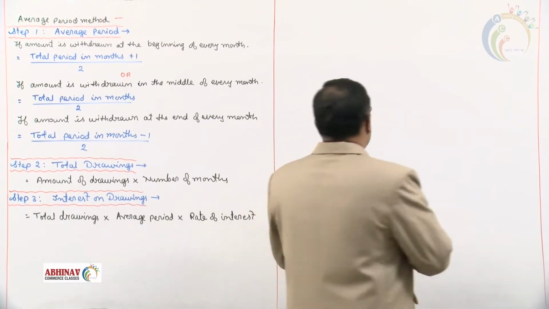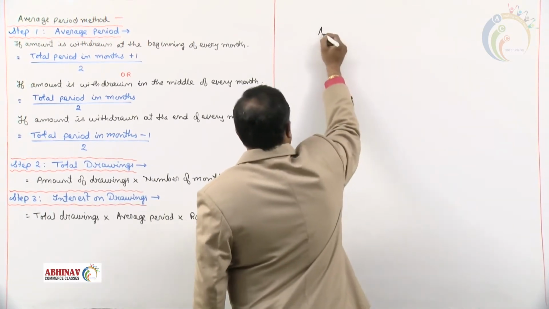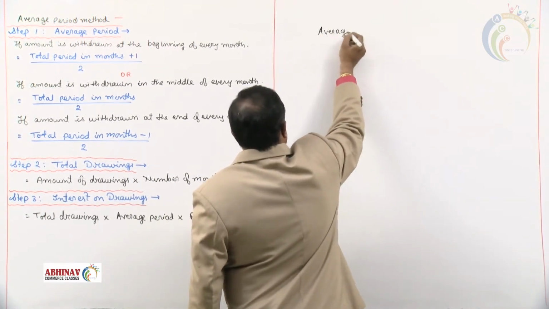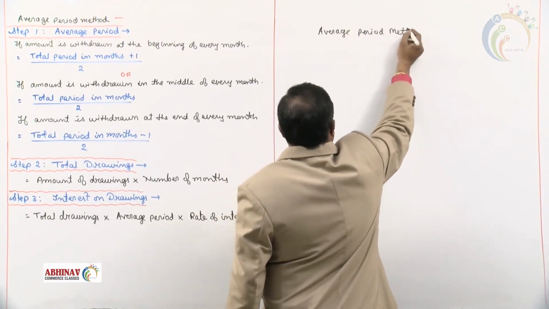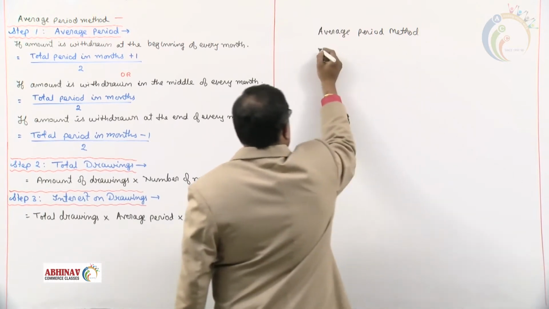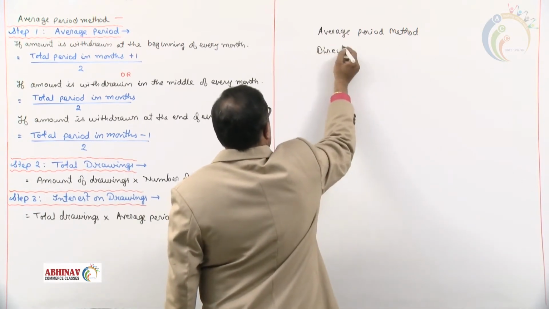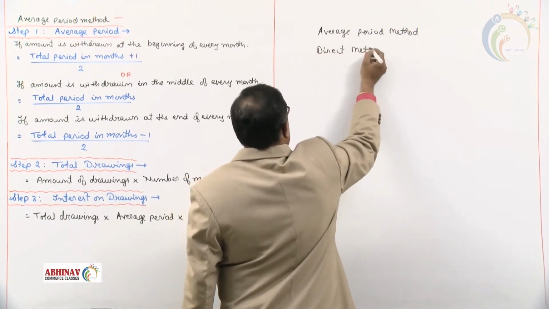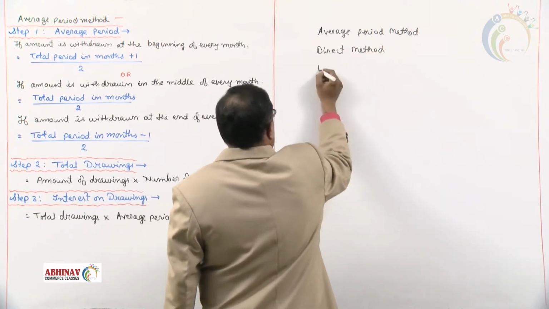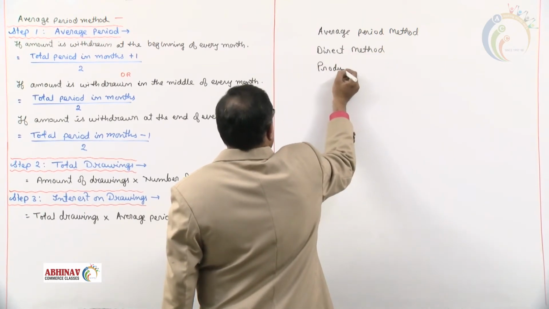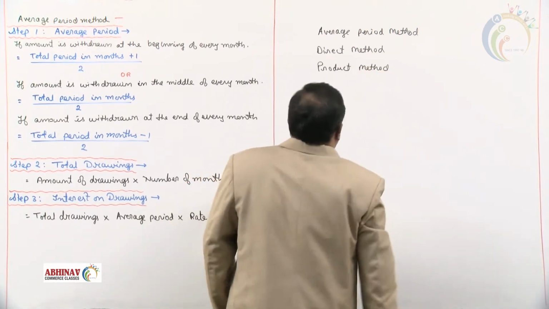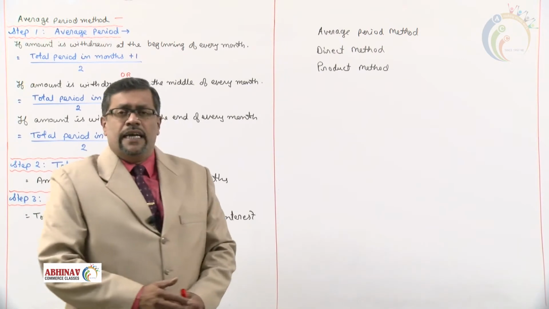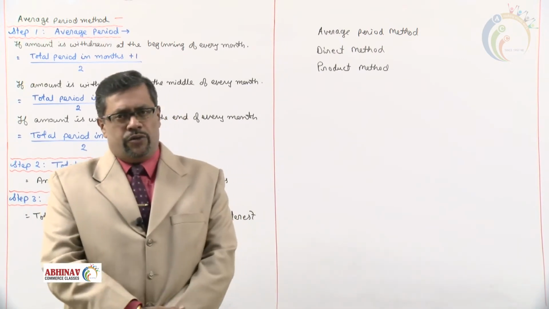One is called the average period method, which we are going to start with. The next is the direct method, which is also called the specific period method, and the third, the product method. These are the three methods that we are going to learn in the calculation of interest on drawings.